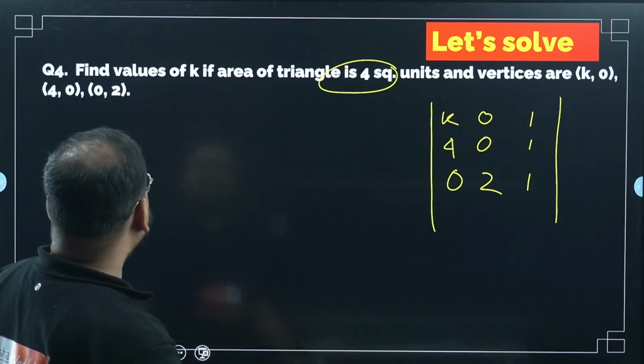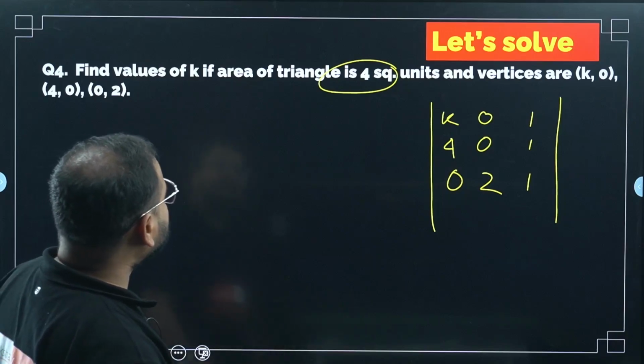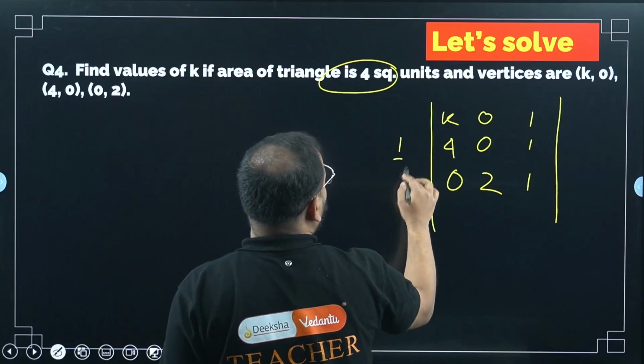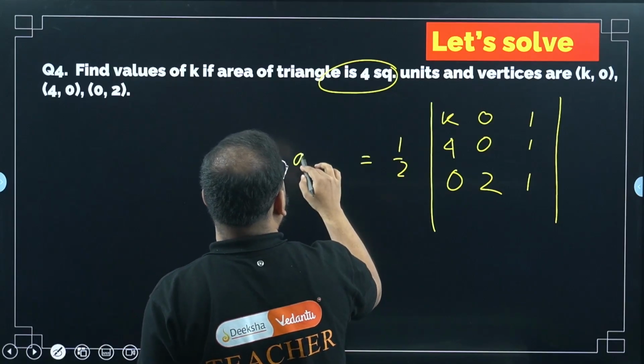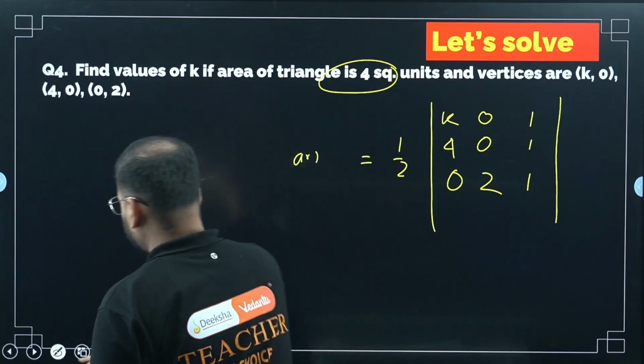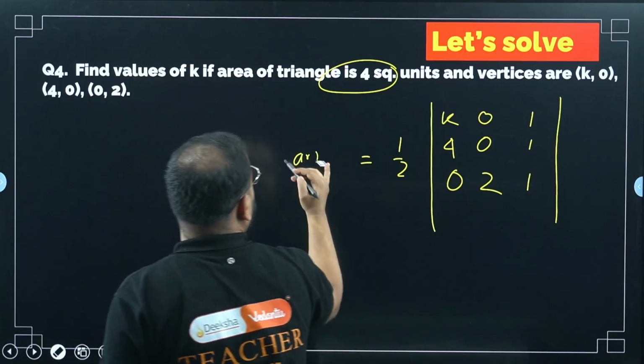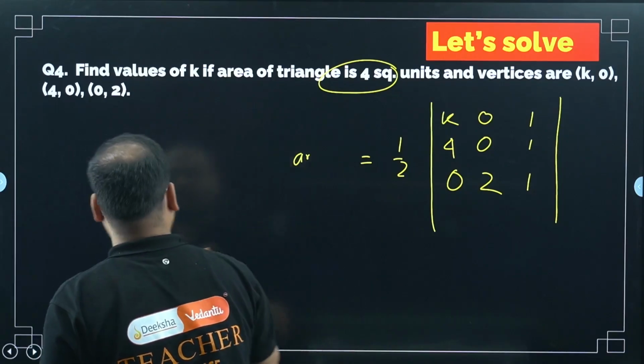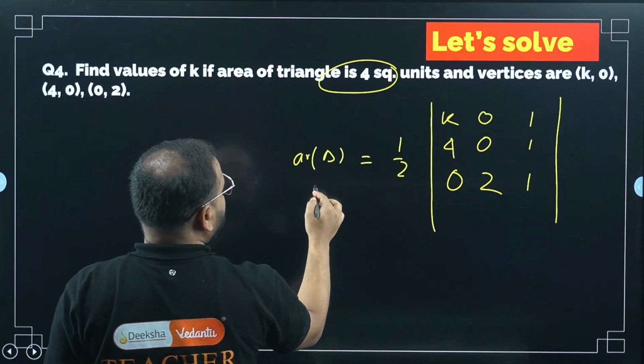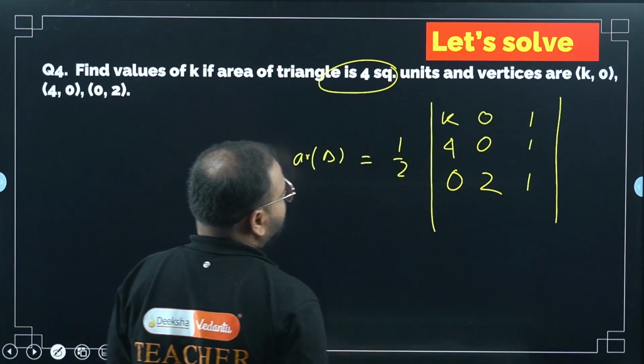Okay. If that is the case, they're saying to multiply it with 1 by 2. This is my area, this is my area of the triangle. And this is given as 4. So simplify this. How will you find it?